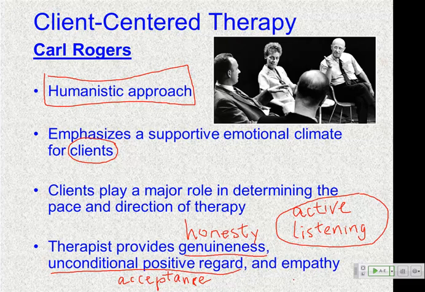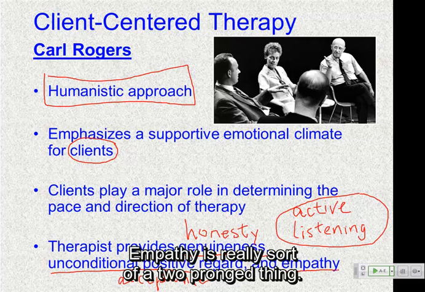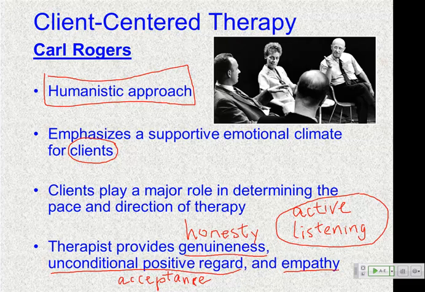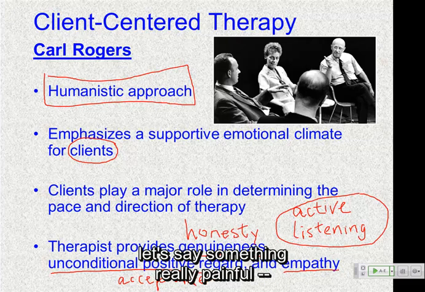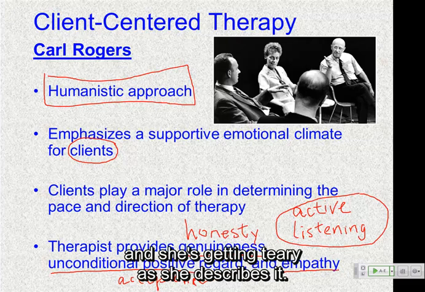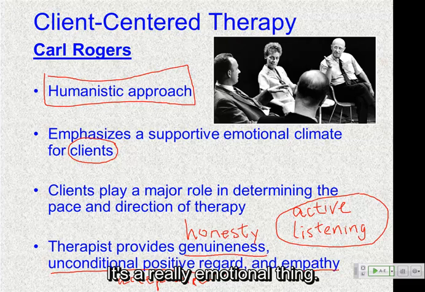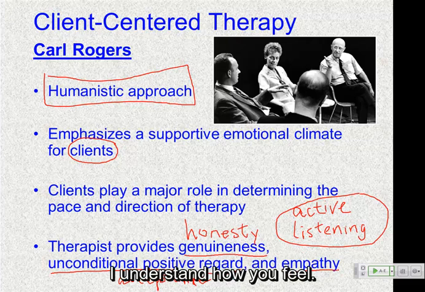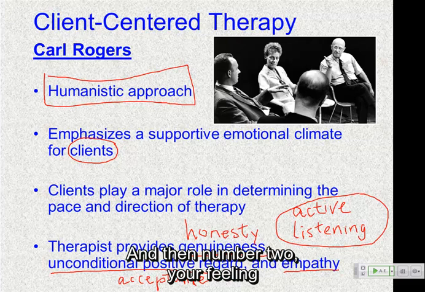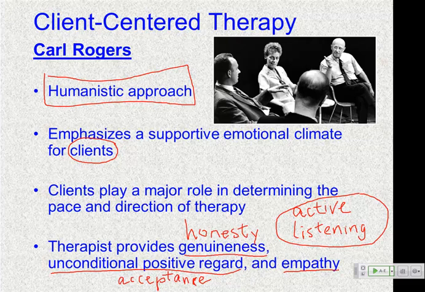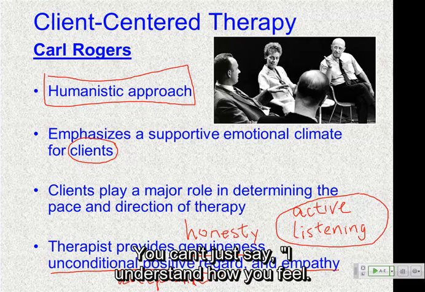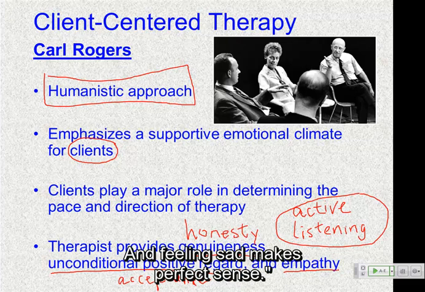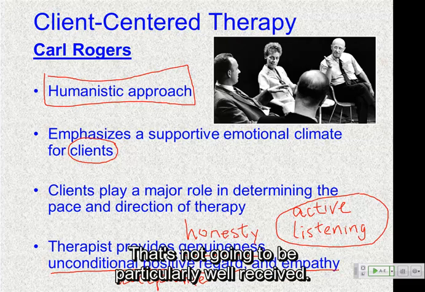And then empathy. This is a tricky one. Empathy is really a two-pronged thing. As the person is relating something really painful and she's getting teary as she describes it, what you want to express with empathy is, number one, I understand how you feel, and number two, your feeling that way makes perfect sense. But you can't just say it that way. You can't just say, I understand how you feel, and feeling sad makes perfect sense. That's not going to be particularly well received.